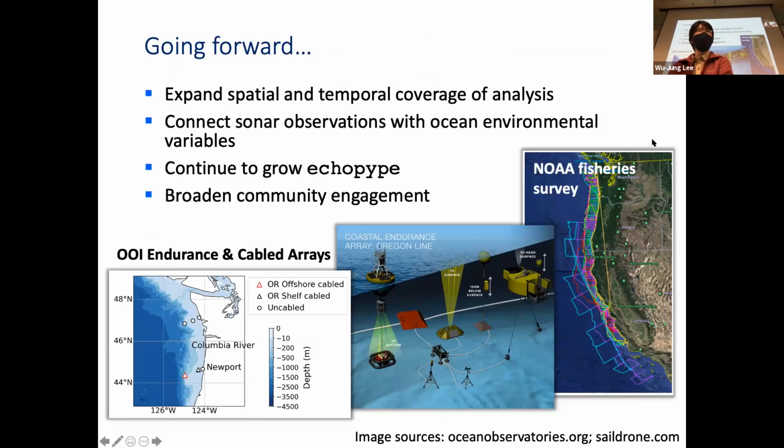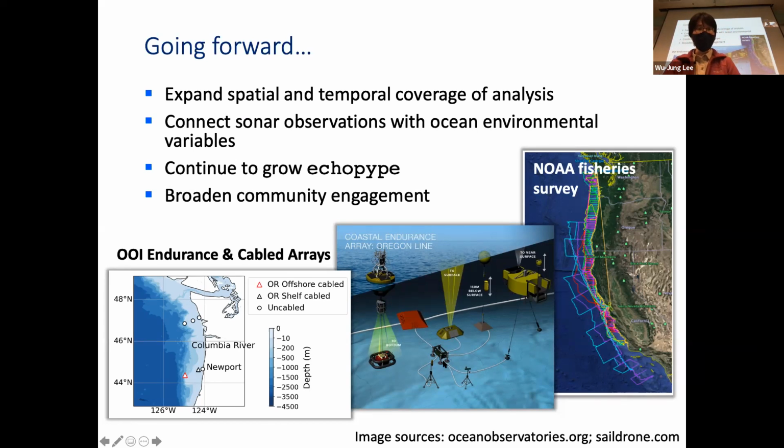So just to wrap up, going forward, there are quite a few things we are doing right now. I only showed you a small snippet of the OOI data and the analysis method we apply to it. Right now we want to expand the spatial and temporal coverage of the analysis. What I showed you earlier was data from this red triangle, but in fact the Ocean Observatories Initiative has six different sites along the coast of Washington and Oregon, and they are streaming data all the time. They have been in operation for five to six years now, so we have a lot of data to work with.